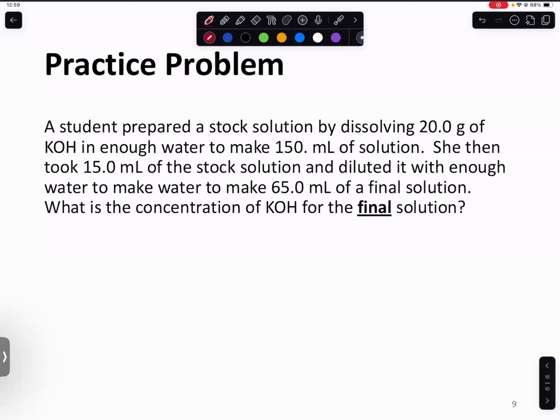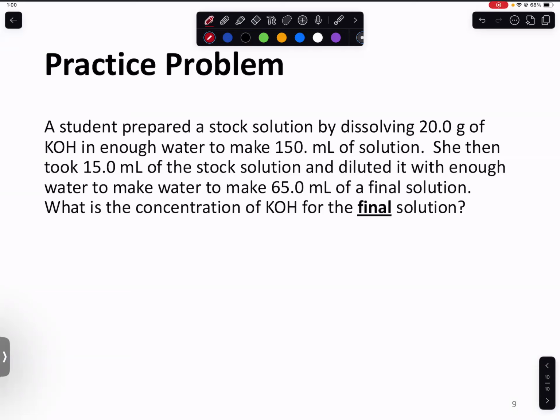It says here, a student prepared a stock solution by dissolving 20 grams of potassium hydroxide in enough water to make 150 milliliter solution. Then she took 15 milliliters of stock solution, diluted it with enough water to make 65 milliliters of a final solution. What is the concentration of KOH in this final solution? And let's see what information do I have in the question that I can extract to work this from.